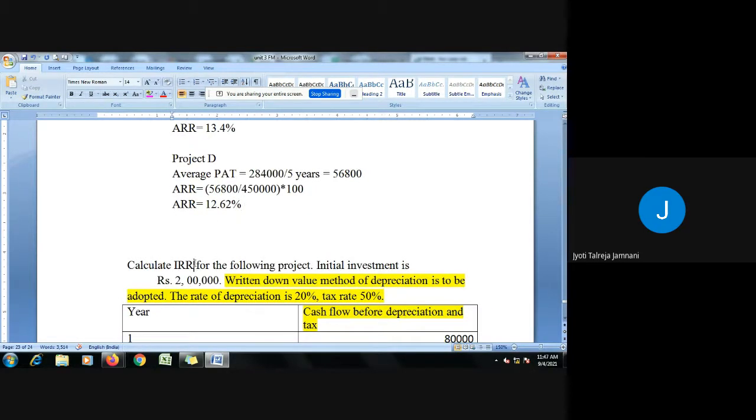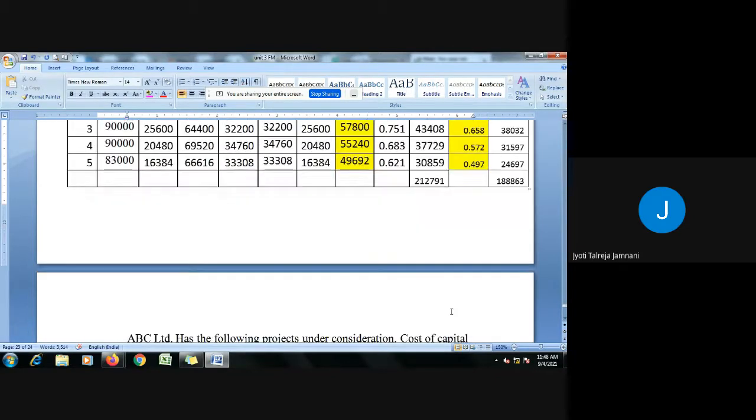Okay, so let's do the next sum. Calculate ARR for the following project. Initial investment is rupees 2 lakh. Reducing balance method of depreciation is to be adopted. The rate of depreciation is 20% and the tax rate is 50%. So this is how we had solved it.